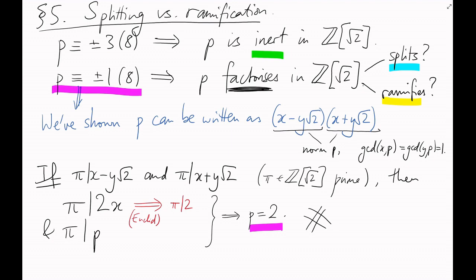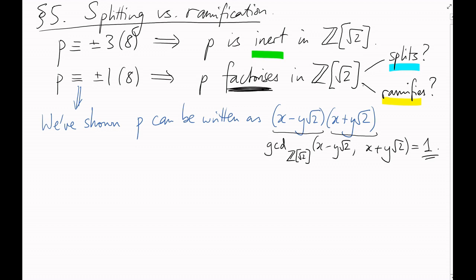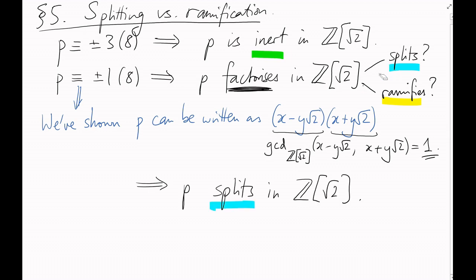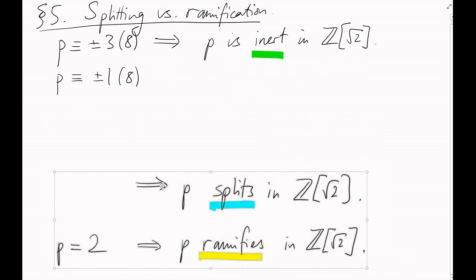In other words, x minus y root 2 and x plus y root 2 have no common factors in Z adjoin root 2, so they're not just unit multiples of each other. So p genuinely splits into a product of two distinct primes inside Z adjoin root 2. Now, we excluded p equals 2 from the conversation a long time ago, but for completeness, let's just remark that we already know that 2 ramifies in Z adjoin root 2. It's just the square of the prime element, root 2.